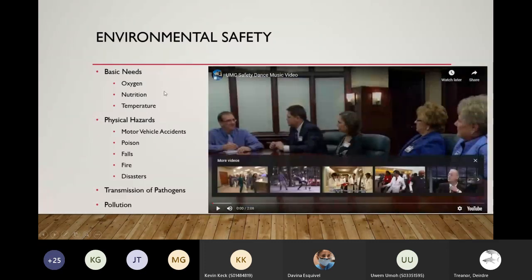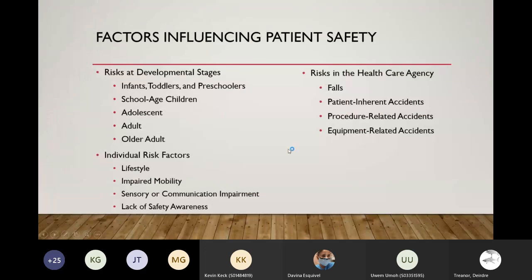All right, factors that influence patient safety. So you have certain risks at developmental stages, infants, toddlers, preschoolers. You're thinking about things like lead poisoning, injuries. Remember, toddlers are top heavy. Their heads are big, so they have a tendency to fall. Fire, and then just accidents. School age children, you're looking at stranger danger, also accidents and head injuries. They're learning how to ride a bike, and they're not wearing helmets.